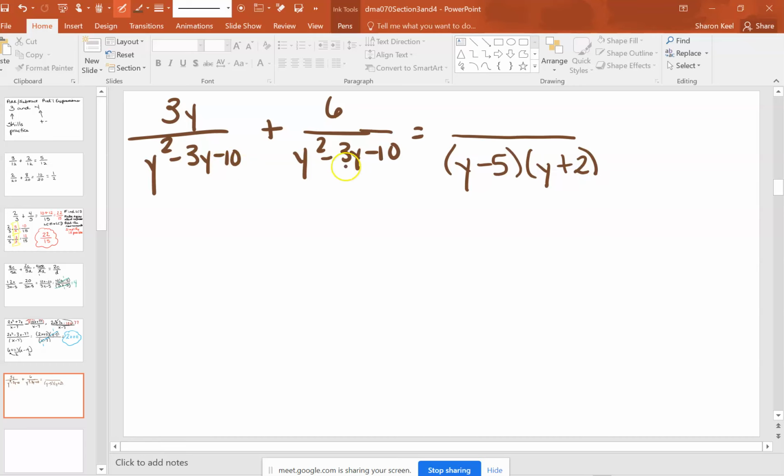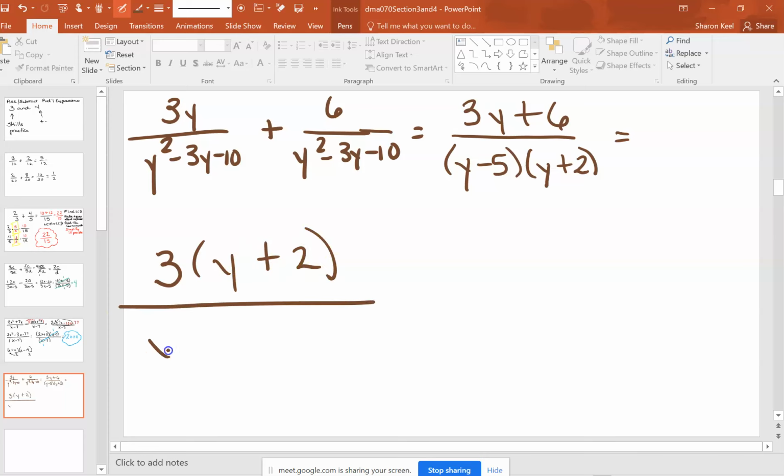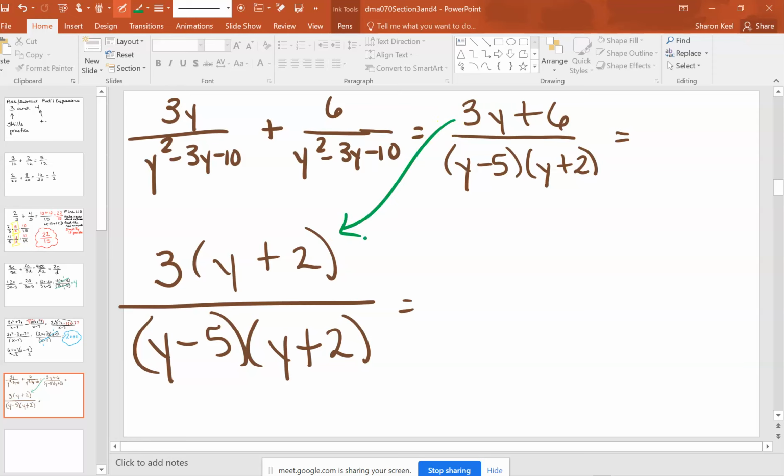So you factor the denominator, and then on top we have 3y plus 6. Now, can we factor the 3y plus 6? Yes. They both have in common a 3. And when I factor a 3 out, I'm left with y plus 2. My denominator is y minus 5 and y plus 2. So this numerator we factored here. Now that we have factored that numerator, is there anything that can cancel out? The y plus 2. So we're left with a 3 over the y minus 5.